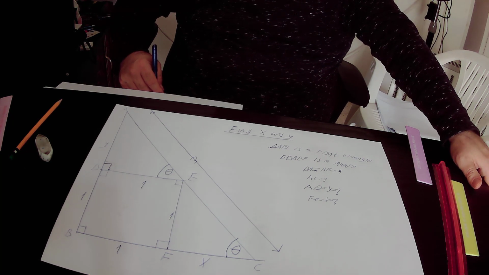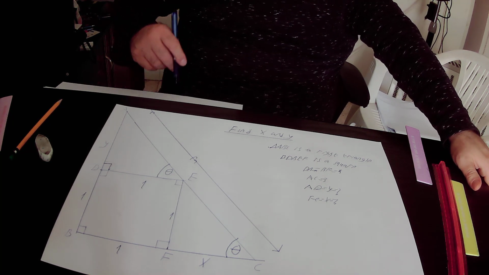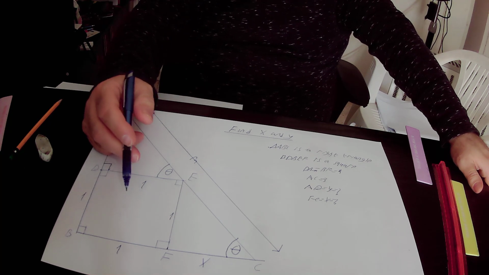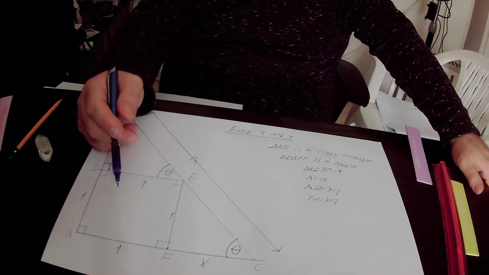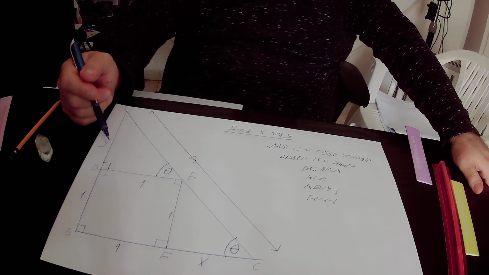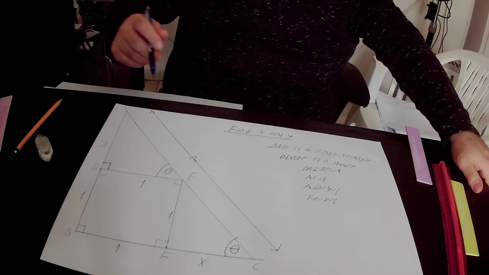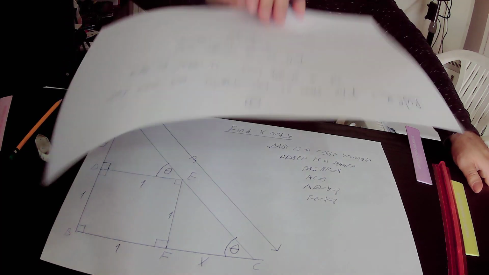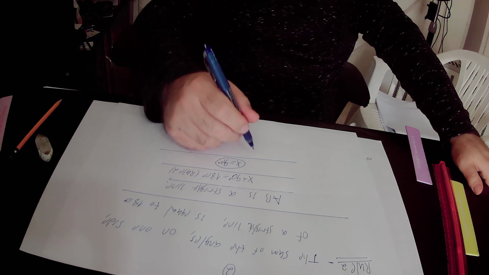Likewise, BC is one side of the right triangle ABC. Therefore, it is absolutely a straight line. BC is a straight line.